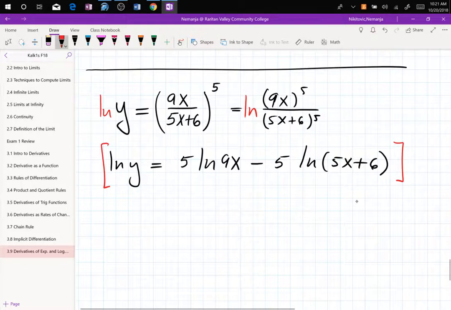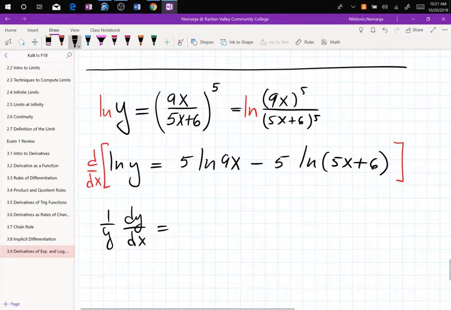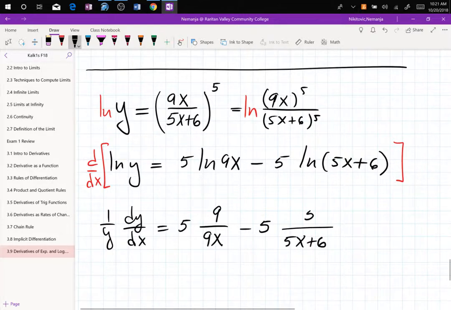So now we're taking the derivative, and we have 1 over y dy dx is equal to, and now we're taking the derivative of the right hand side. Remember, copy the constant, the 5 and coefficient, and then the derivative of ln is always write the function as is, put its derivative on top, minus copy 5, put the function as is on the bottom, put its derivative on top.